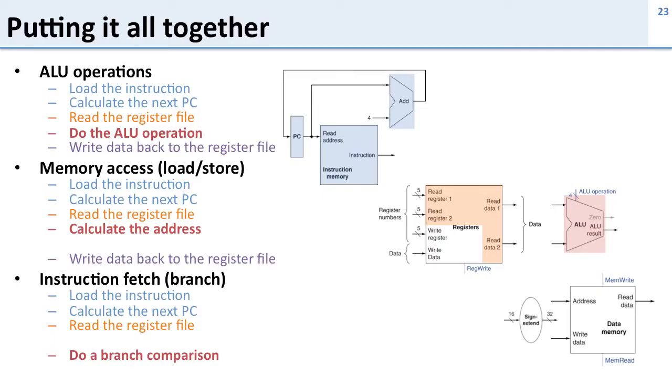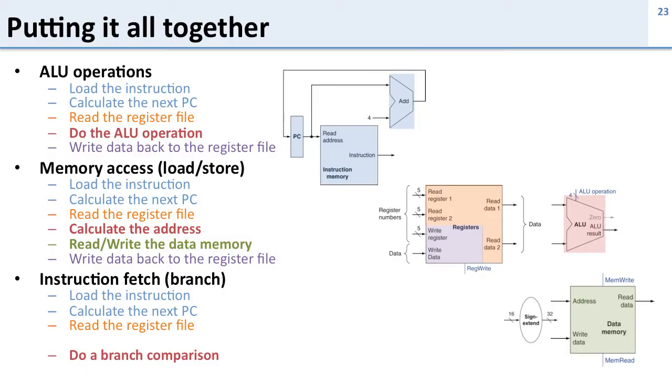Next, the ALU operation is going to write back to the register file with the results, and memory access is also going to write back to the register file if it was a load. So we're going to have some of these instructions writing back to the register file, but some of them don't. Now the memory access also needs to read or write the data. So before it can write the data back, it's going to have to access the actual data memory.